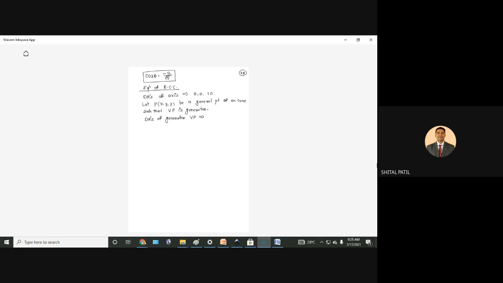Yes, what are the coordinates of point? I'll write here 0, 0, 10, and coordinates of P are x, y, z. Okay, so x minus 0, y minus 0, z minus 10. X, y, z minus 10. So these are the direction ratios of generator. These are the direction ratios of axis.